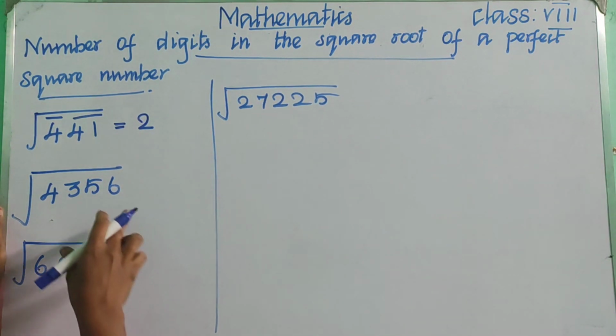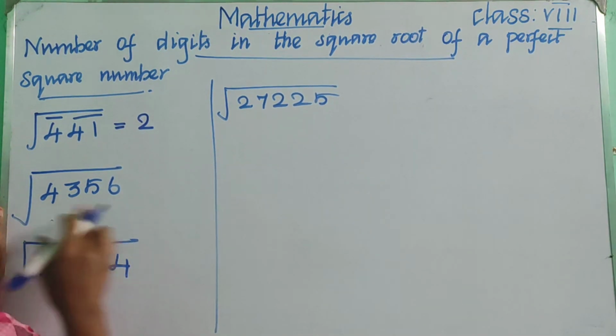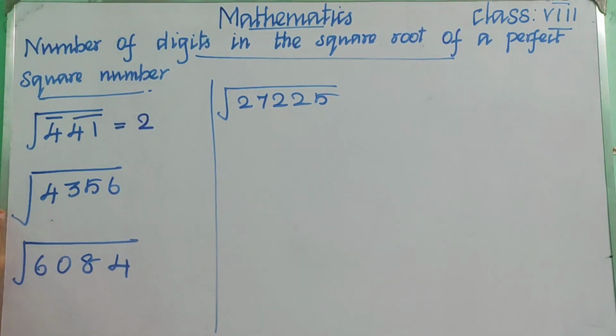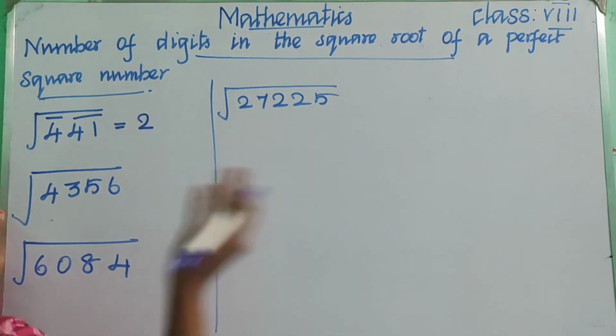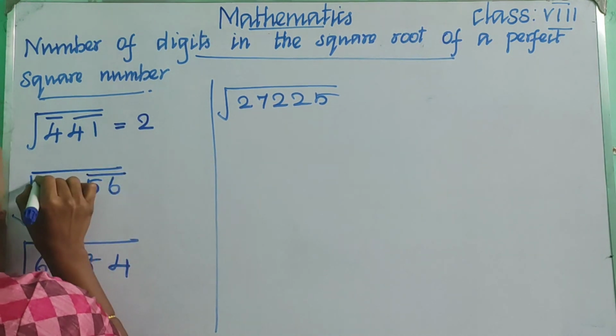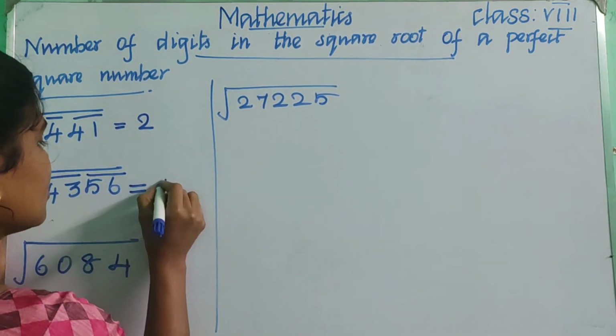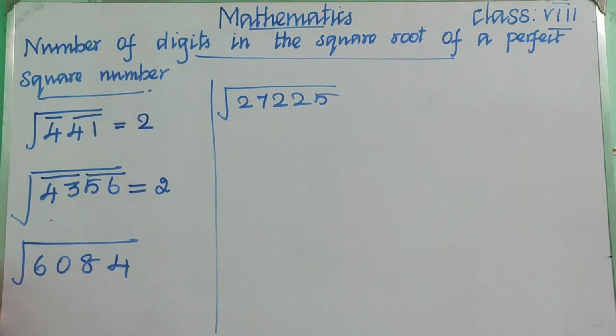Okay, children, and then let us check for this. Root of 4356. So just count the digits from right to left, 2 digits for 2 digits. We just put 2 bars, so how many digits? 2 digits.